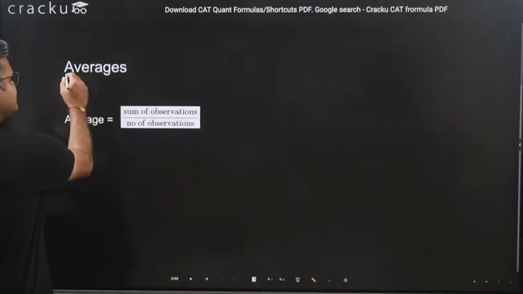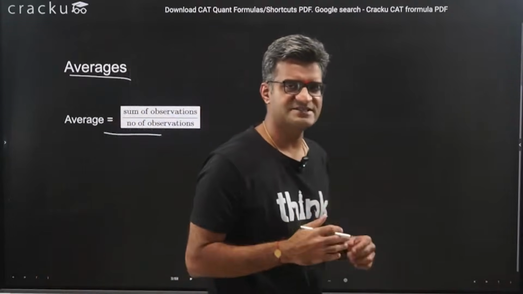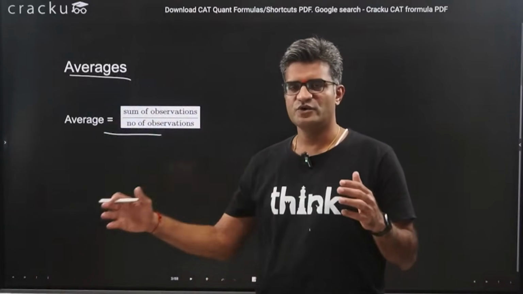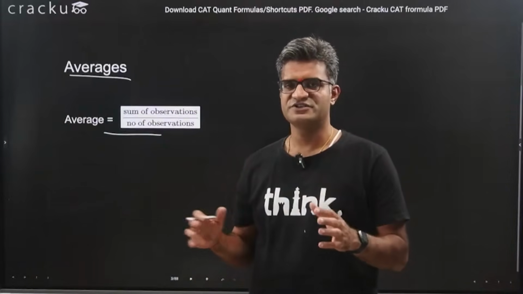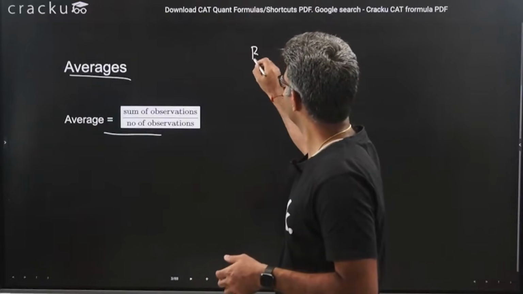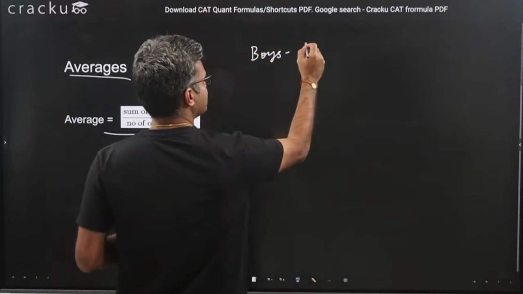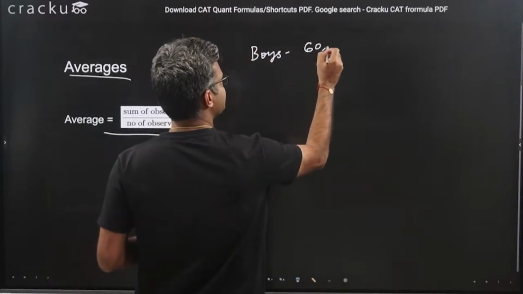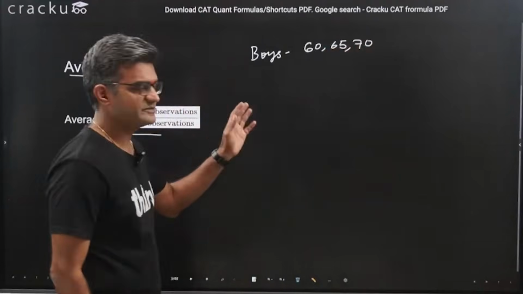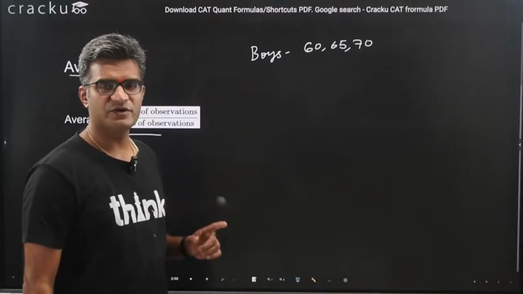This is basically averages. I am assuming most of you know what an average is. If you are given a number of observations, you add all of them and then divide by the number of observations, and you get the average. For example, there are boys in a classroom and their heights are given: 60 centimeters, 65 centimeters, 70 centimeters. Say there are 3 boys. One of them is 60, one is 65, one is 70. What is the average height of the boys?